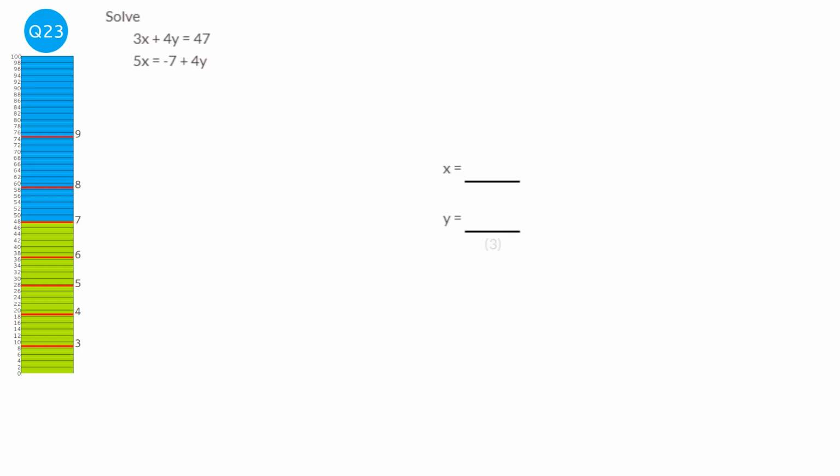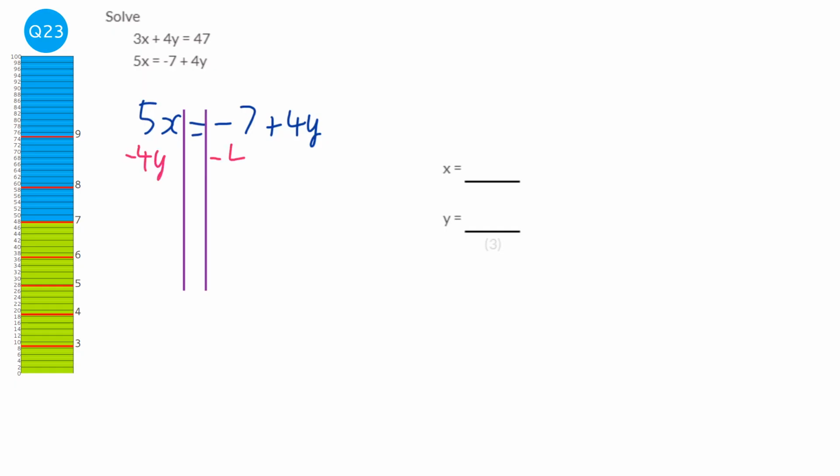So the first thing I notice is the second equation isn't really in the normal format for doing simultaneous equations. So I'm just going to rearrange it so that we have it where we want it to be. So the first thing I want is I want the x's and y's on the same side. In fact, actually all I need to do is take away 4y from both sides, and we get 5x minus 4y equals minus 7.